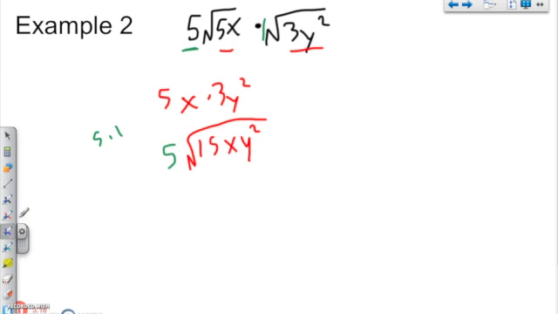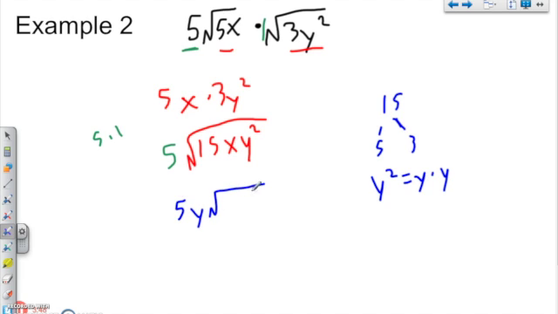Now we do want to make sure we simplify. Now 15 doesn't have any perfect squares that come out of it. If we do our prime factorization, it's going to be 5 times 3. Neither one of those can break down into perfect squares. So that 15 is going to stay underneath. Our x is going to have to stay underneath. But that y squared is the same thing as y times y. So we can go ahead and pull that y out. So our final answer is going to be 5y square roots of 15x.